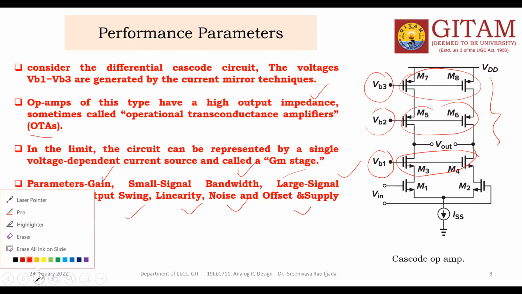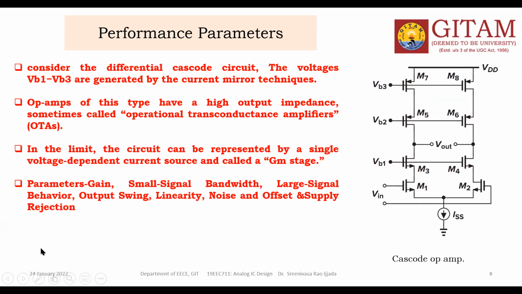Yes, sir. This circuit is the cascode amplifier. Here, M3, M4, M5, M6, M7, M8 act according to the current mirror concept. VB1, VB2, VB3 are the voltages that must be applied to the M3 to M8 transistors to make every transistor saturated, so that they act as constant current sources. Do you agree with me? Yes, sir.